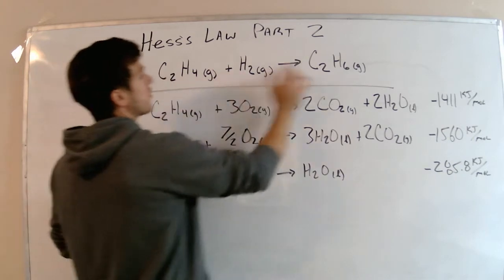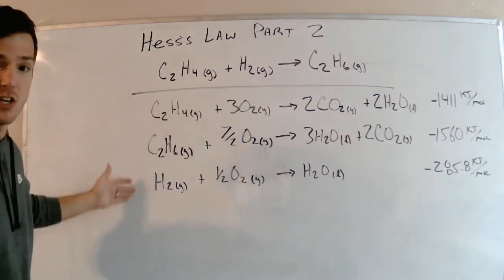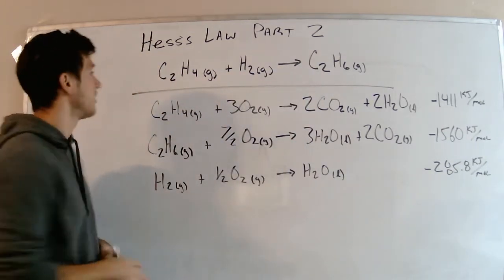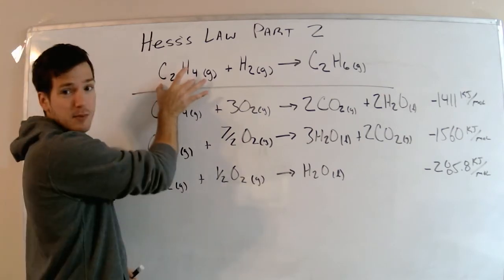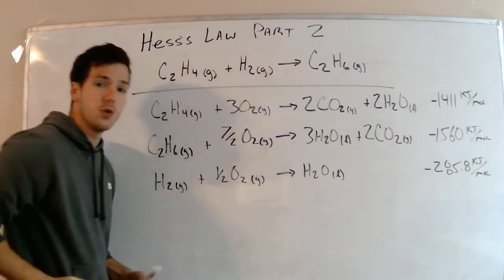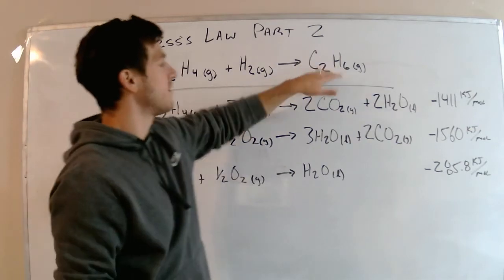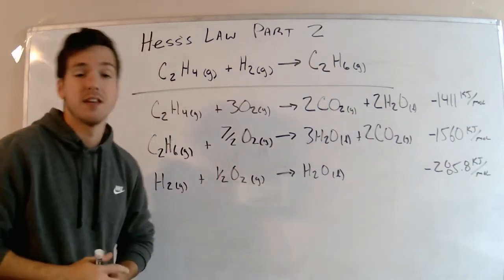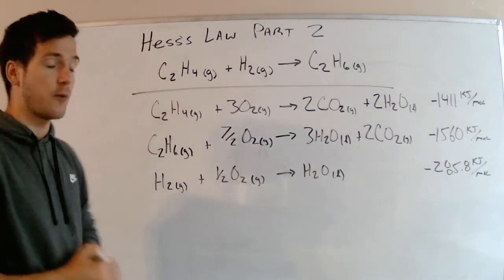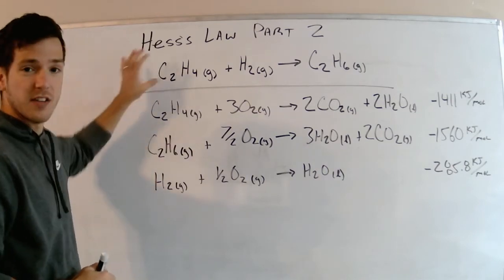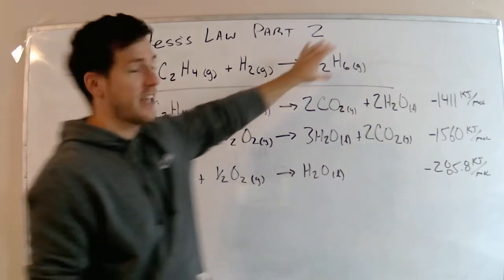This is our overall reaction, and they gave us 3 half reactions. We have a C2H4 that we'll have to match up to at some point, while the H2 will have to match up at some point, and we'll have a C2H6 that we'll have to match up to at some point. Okay, so we'll want these guys to have those reactants on the left and those products on the right.